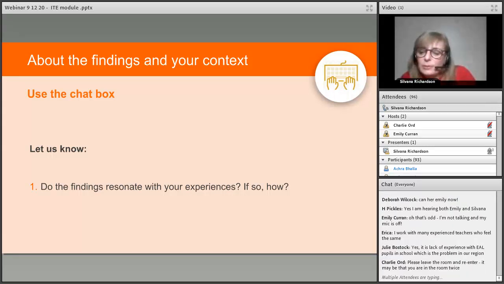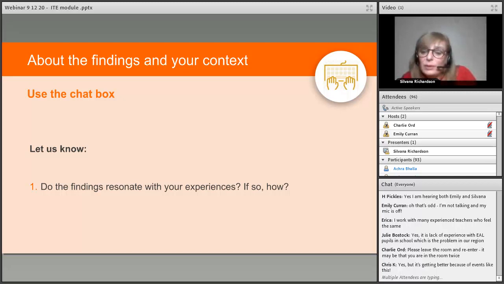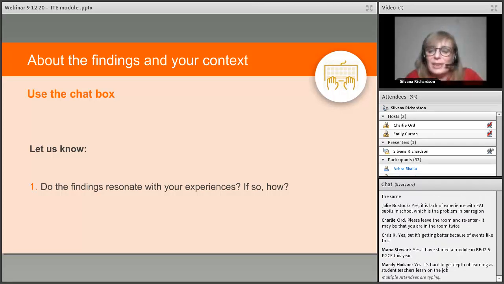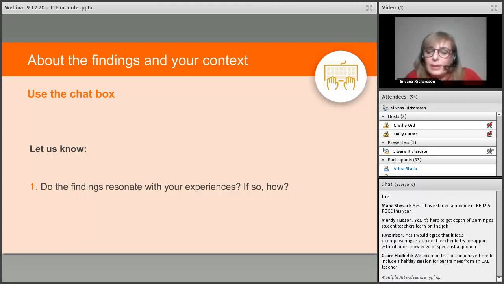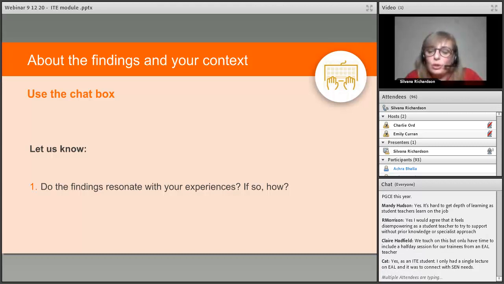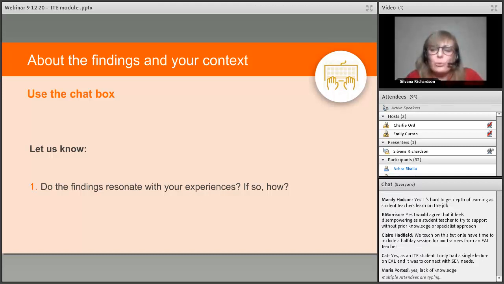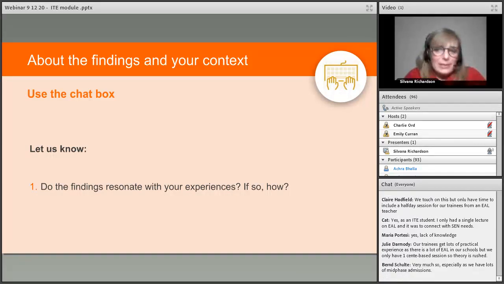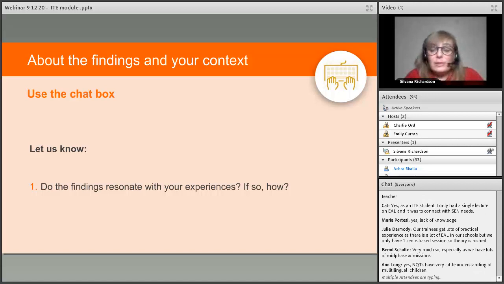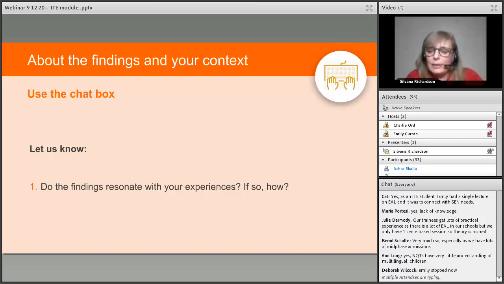Lack of experience, yes, the problem in our region. Interesting, somebody was saying that she works with experienced EAL teachers and they feel the same. I would agree that it feels disempowering as a student teacher to try to support without prior knowledge or specialist approach. We touch on this, but we only have time. Time is a massive problem, isn't it? Because there's so much to pack in to very busy teacher education programs. And this appeared in the study as well, the grand total was just an hour of training on EAL.